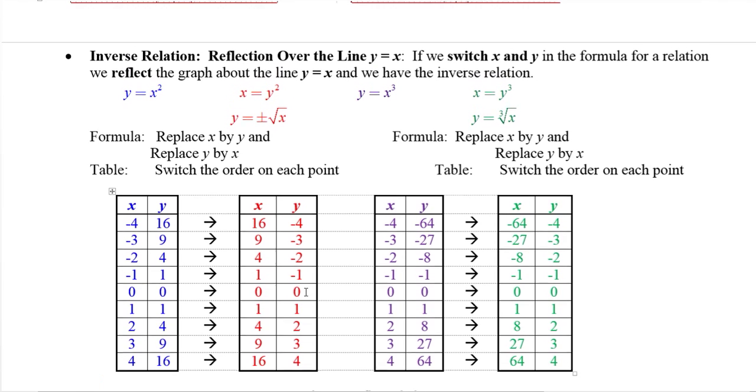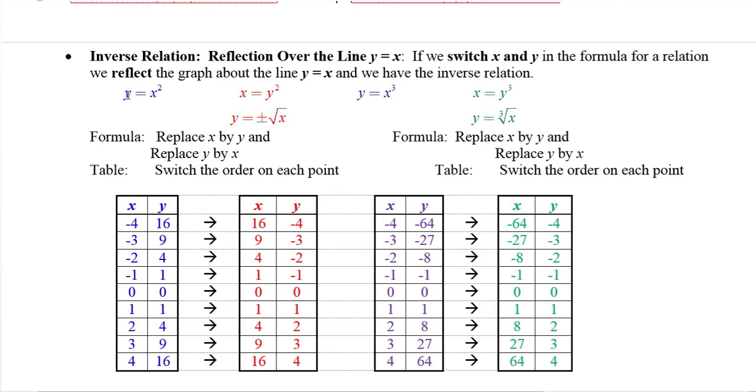Now, we can also reflect over the line y equals x, and the way to do that is you switch x and y in the formula. And the relationship between these two relations is they're called inverse relations to each other, because in a sense they undo each other. They're opposites. y equals x squared and y equals the square root of x are kind of opposites.